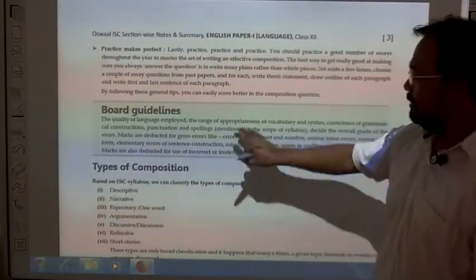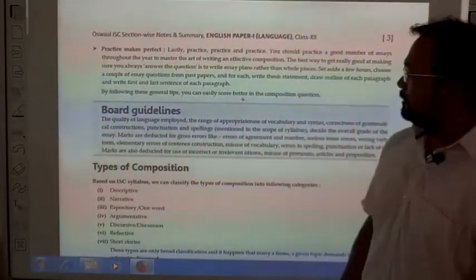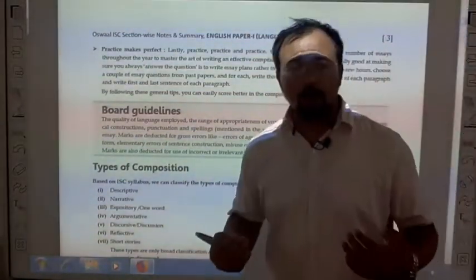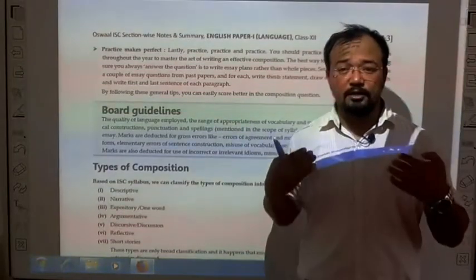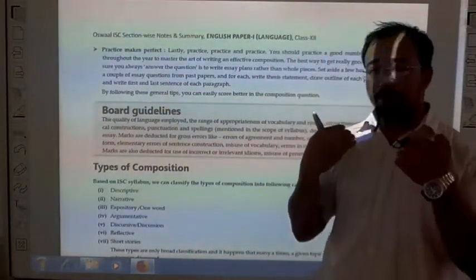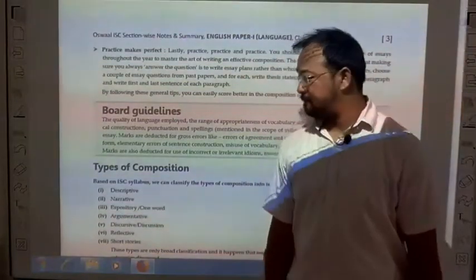Now here, this one lastly, that is board guidelines. Board guidelines mean we have to follow what the board suggests, what they tell us to do. So according to that, we have to go on writing the essay.